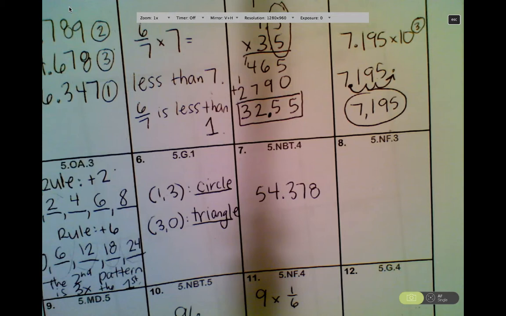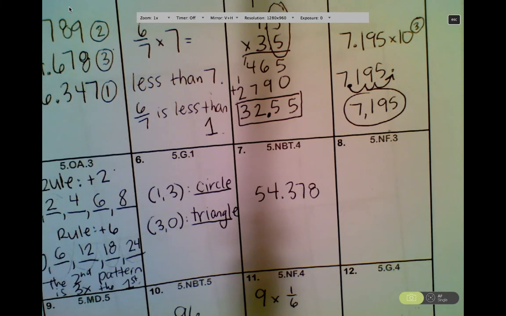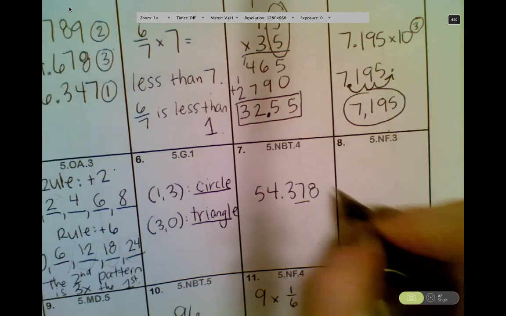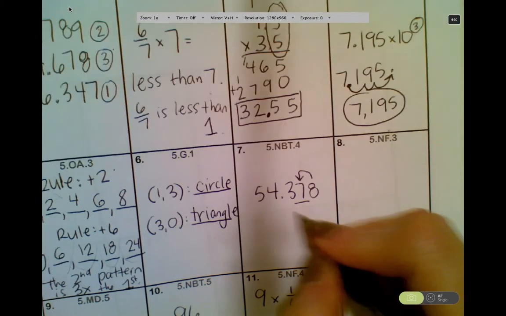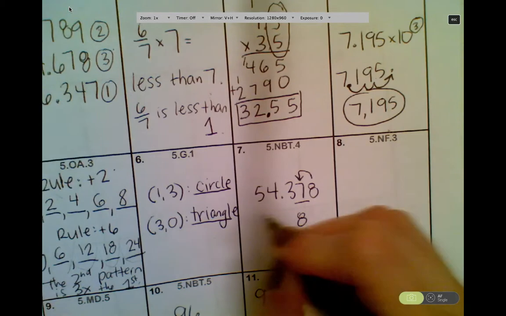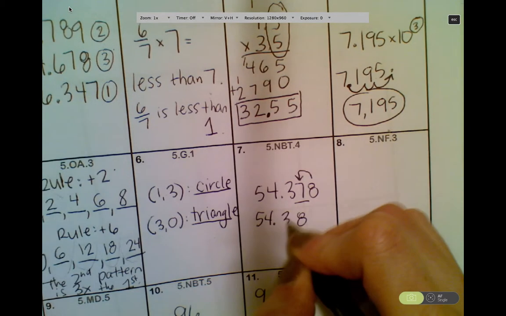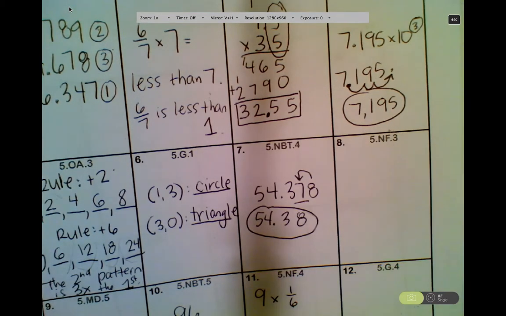Number 7. Round to the nearest hundredth. Well, the 7's in the hundredth place, so I check out this 8. 8 tells a 7 to go up. Bump up 1 to an 8. And everything before it stays the same. So my answer is 54 and 38/100ths.